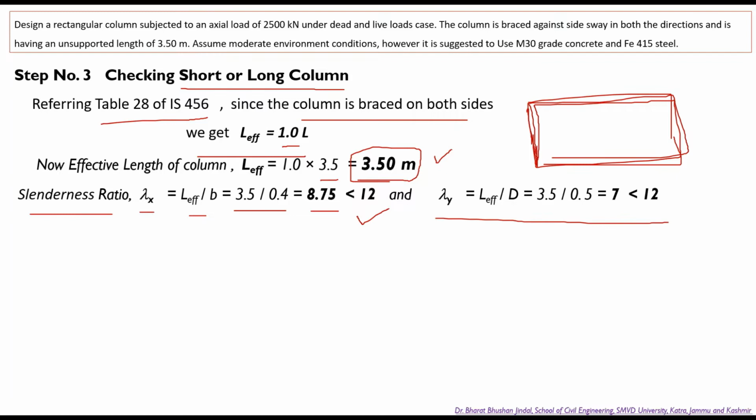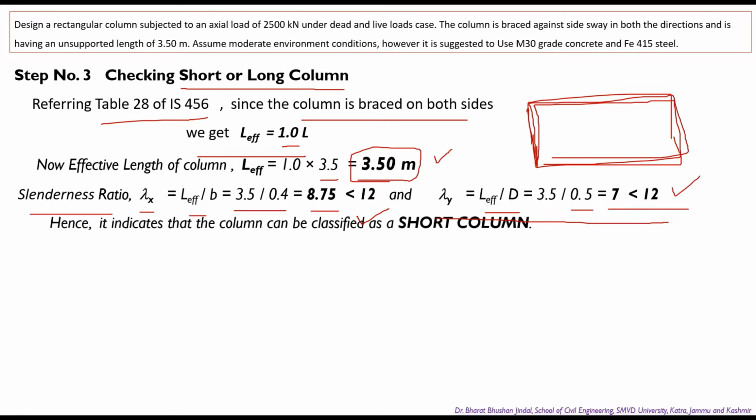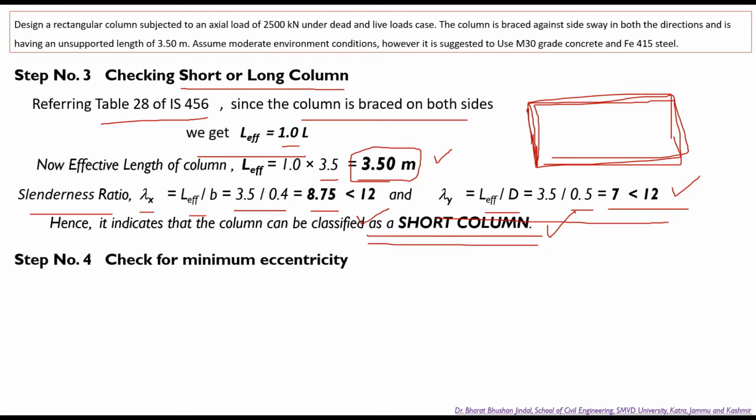Now let us check for the longer dimension, that is 500, which we have taken. So lambda y is L effective by capital D. We have taken 0.5, so it comes out to be 7. It is less than 12. So we can conclude that as per the IS codal provision, both slenderness ratios are less than 12. So this is correctly classified as a short type of column. Here we have concluded that it is a short column.